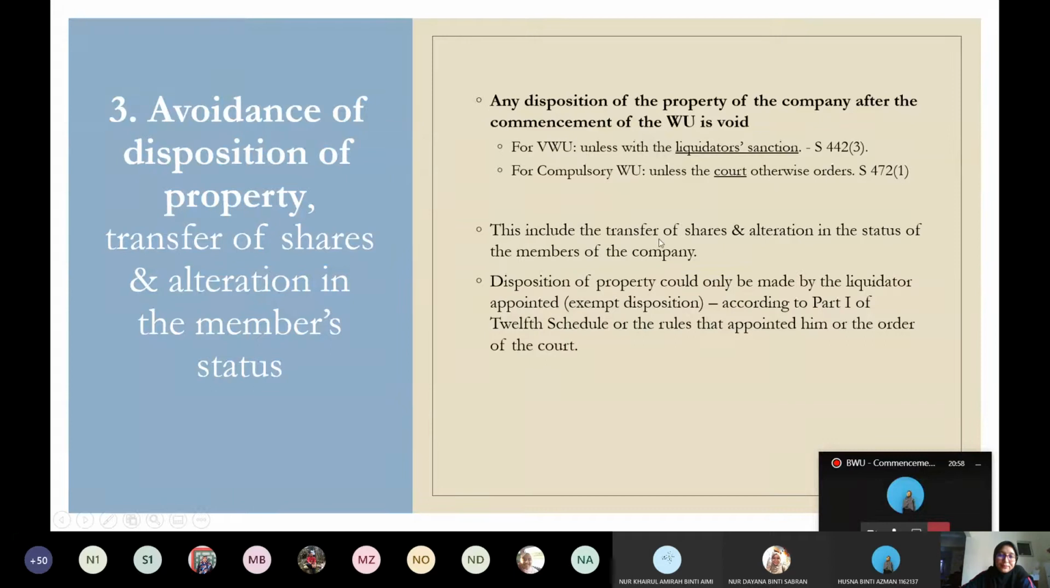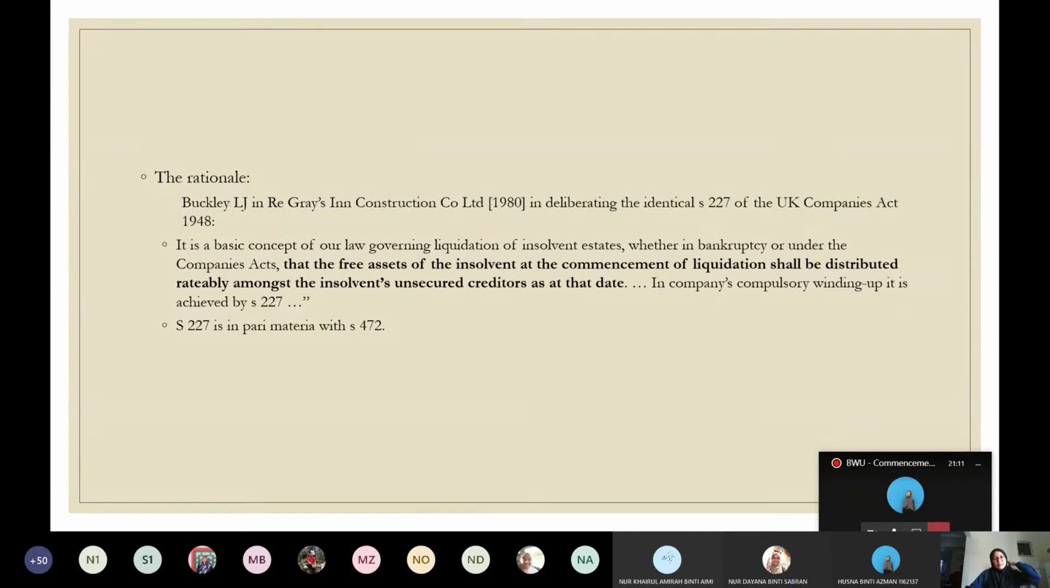So this includes the transfer of shares, alteration in the status of the members of the company. So this cannot be done except with the approval of the liquidators. Okay. So that is the third implication. So sebab apa dia kata? Sebab apa it cannot be done. So sama dengan bankruptcy juga kan.